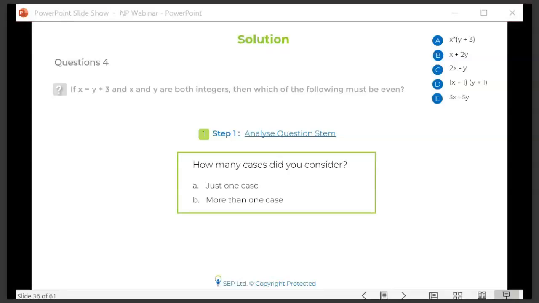Just one sec, let me bring up the poll. Did you consider just one case, or did you consider more than one case? So, bottom of the poll. Okay. Anyone else who wants to put in the response? How many cases did you consider? Just one or more than one?